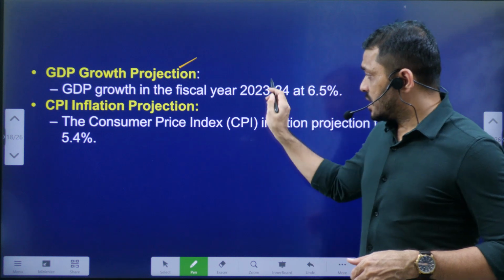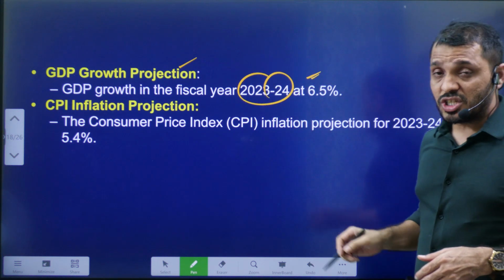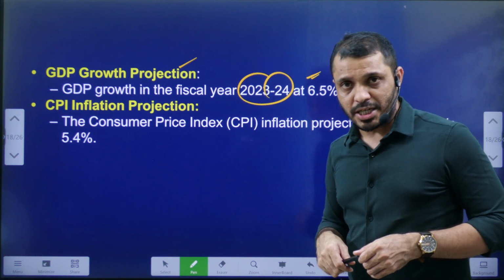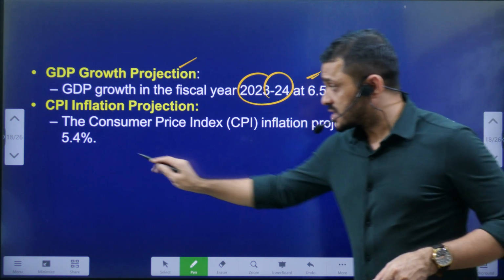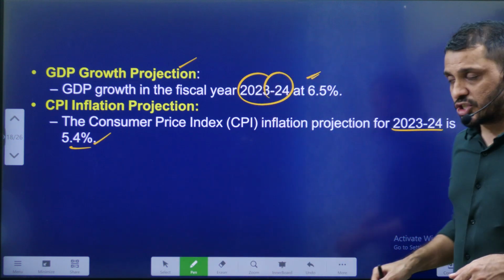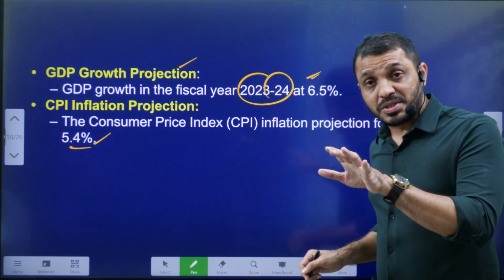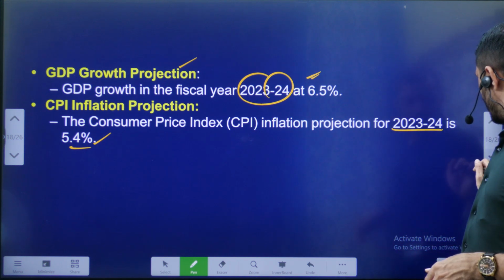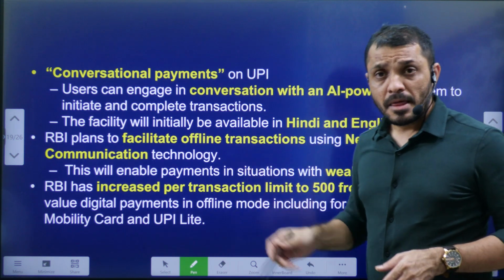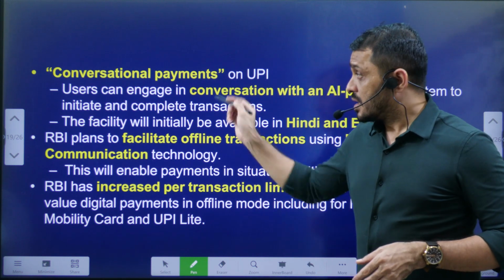In terms of GDP, RBI is projecting that the GDP growth rate will be 6.5%. And like I said earlier, it is projecting increased inflation. Previously it projected 5.1%. Now it is 5.4%.